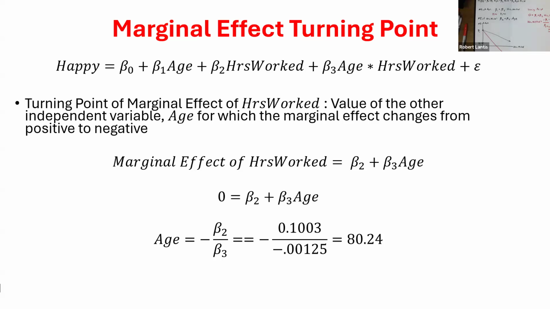So is how far the turning point is from, I guess, the mean, is that commensurate with how big the effects are for each of the individual variables? So for age and for hours worked?